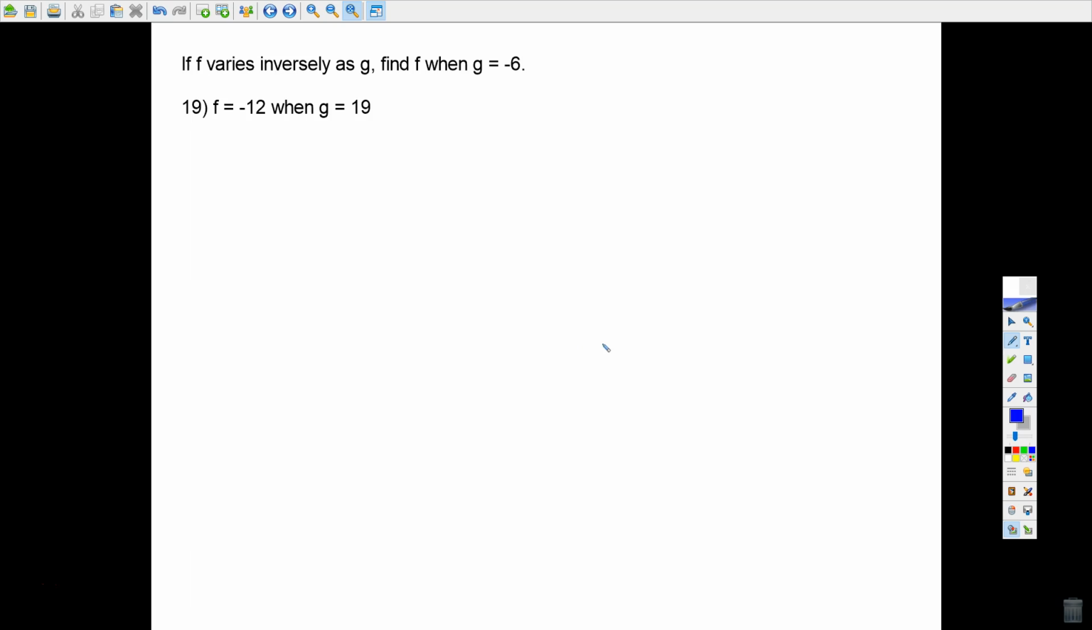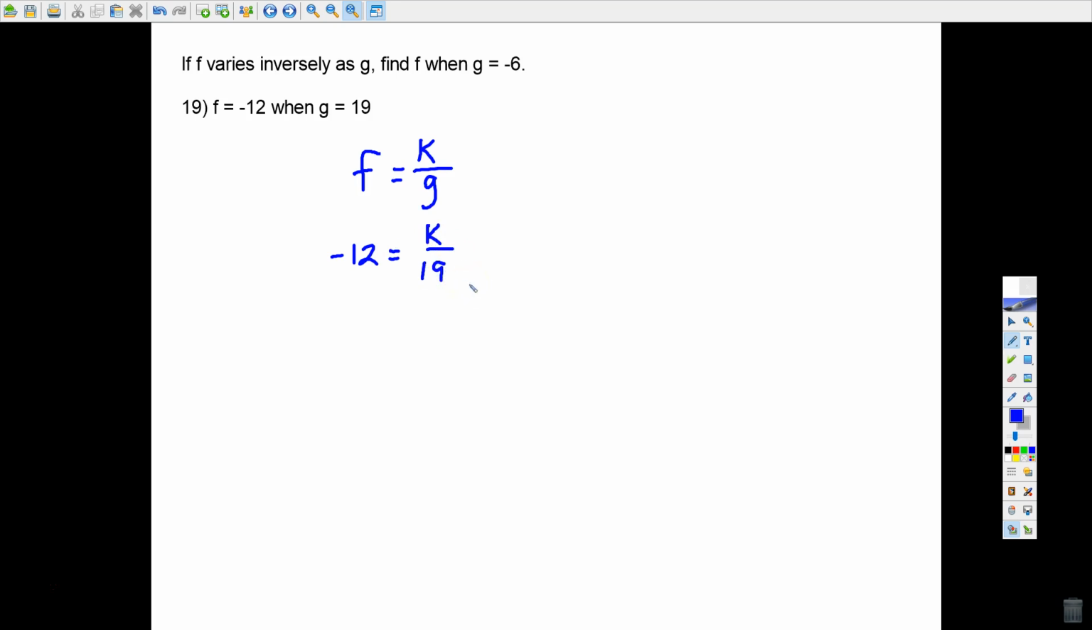I just picked out number 19. This is inverse variation. So once again, I'm just going to take this first phrase and write it in terms of inverse variation between f and g. F varies inversely. That means k is the numerator and g will be the denominator. Inverse variation always implies division into our constant of variation. So once again, normal routine, we'll take the values for f and g so that we can know exactly what k is for this problem. So f is -12 and g is 19.